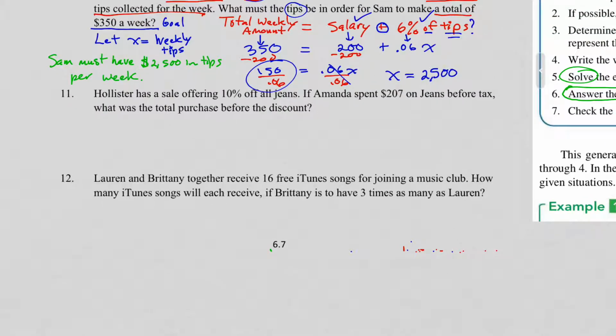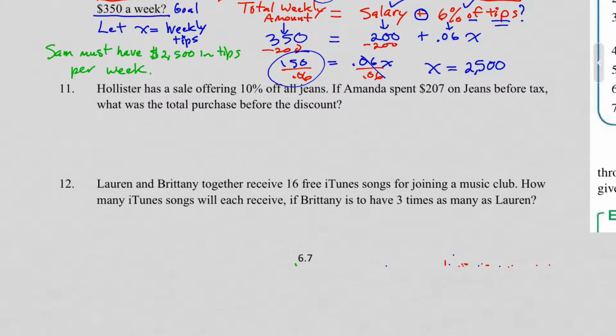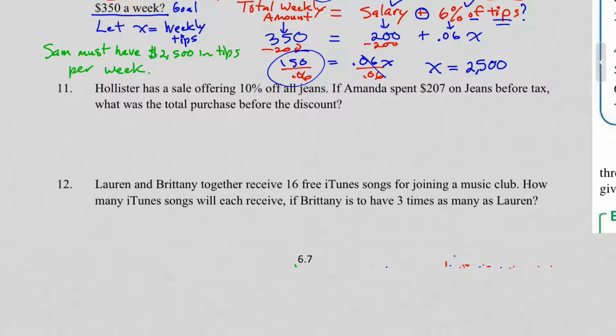Okay, let's take a look at number 11. So Hollister has a sale offering 10% off all jeans. If Amanda spent $207 on jeans before tax, what was the total purchase before the discount? All right. So what is going on here? We have somebody spending money, right? But the amount that is paid is less than the original amount.